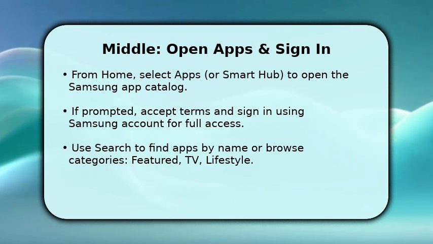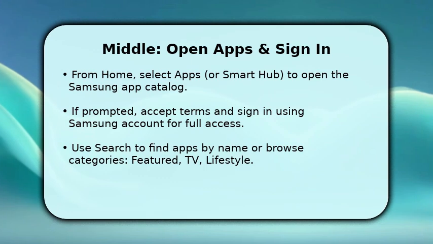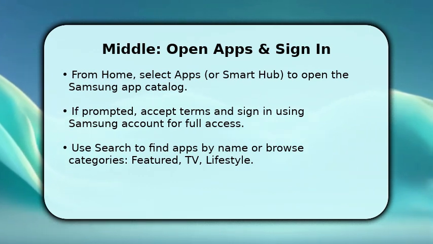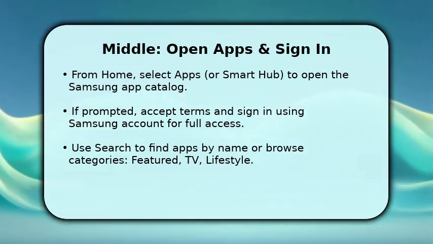If you're asked to accept terms or sign in again, do it, because an authenticated session unlocks region-specific apps and purchases. Then use Search to type an app name or browse categories. This helps you locate the exact app quickly and view ratings, permissions, and storage needs.